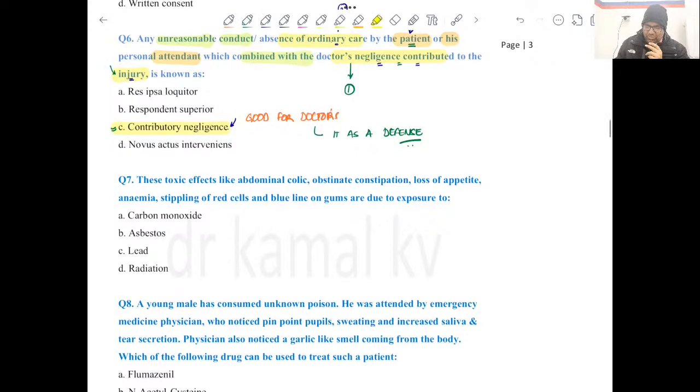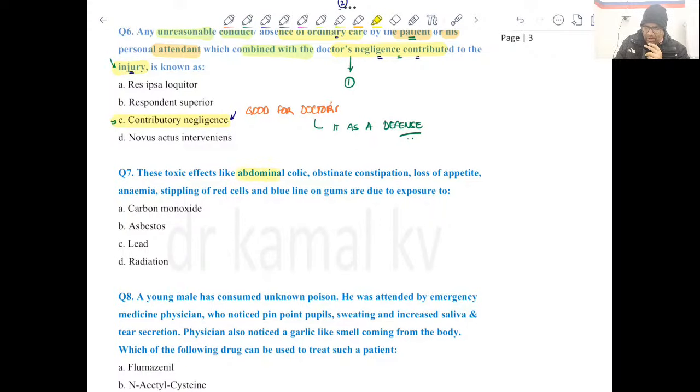Now moving forward to the next question. Abdominal colic, obstinate constipation, loss of appetite, anemia, then stippling of RBCs, and the classical word, blue line on gum. I think if you have all these words, there is no confusion whatsoever to mark it as a case of lead poisoning.